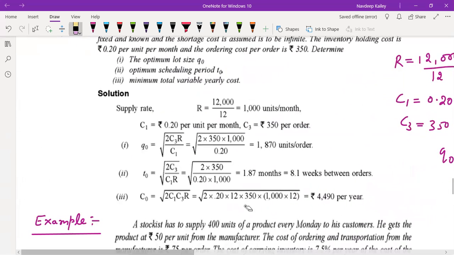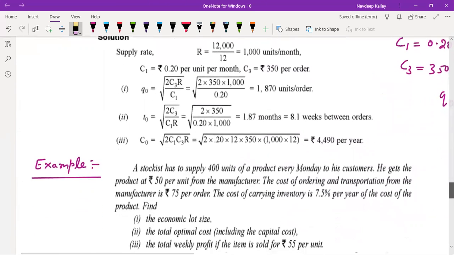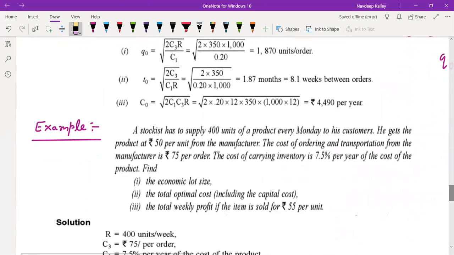The next example: a stockist has to supply 400 units of a product every Monday to his customers. He gets the product at rupees 50 per unit from the manufacturer. The cost of ordering and transportation from the manufacturer is rupees 75 per order. The cost of carrying inventory is 7.5% per year of the cost of the product. Find the economic lot size, the total optimal cost, the total weekly profit.